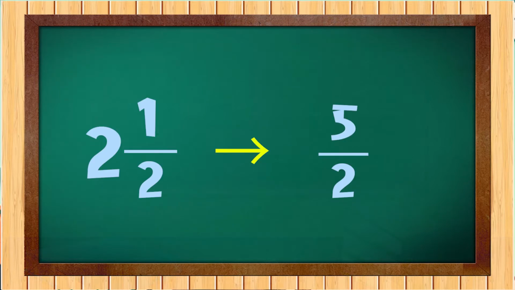For example, take 2 1/2 as the mixed number. As an improper fraction, 2 1/2 would be written as 5/2. Both of them are worth the same amount, but they're just written differently.